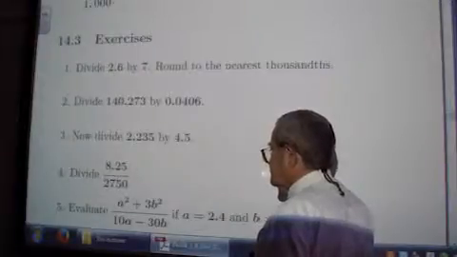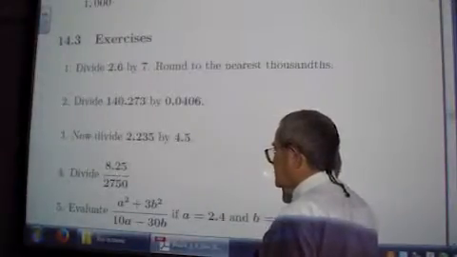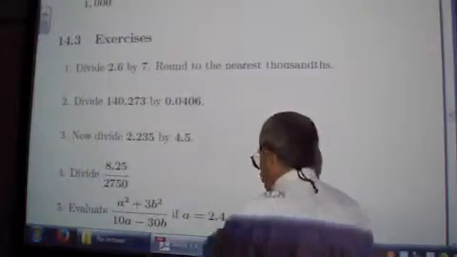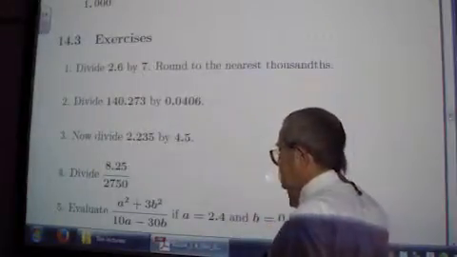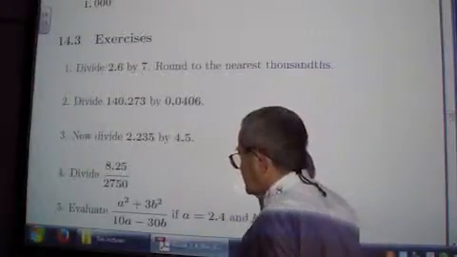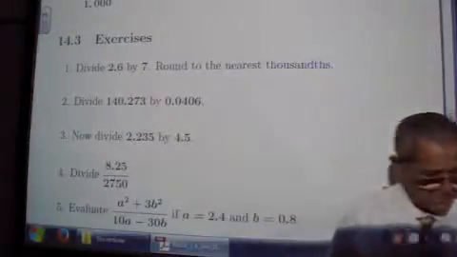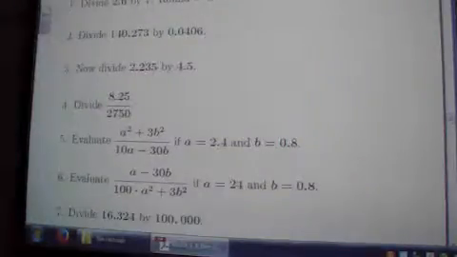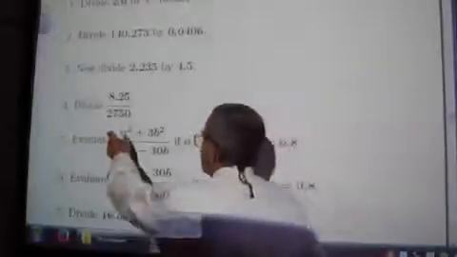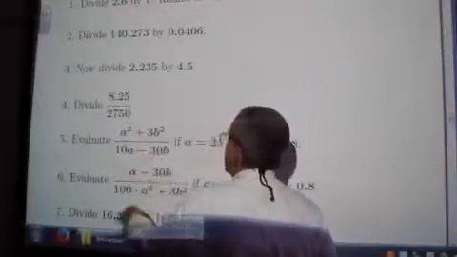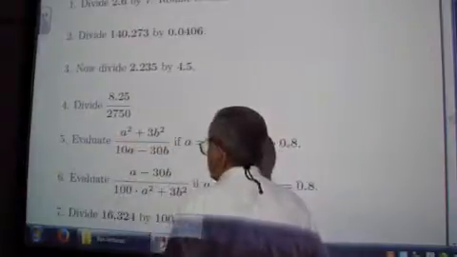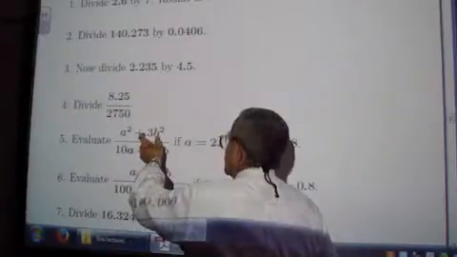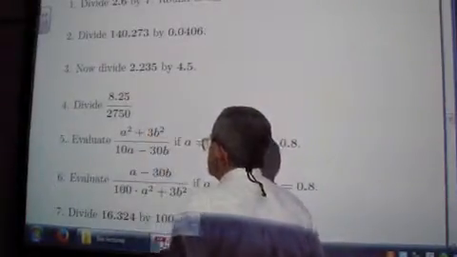Evaluate a squared plus 3b squared over 10a minus 30b, where a is 2.4 and b is 0.8. I don't know why my mouse doesn't work. All right. So open parentheses for a, for b, for a and b, and then drop in your numbers, and then square. Remember that the b squared, the 2 is only over the b. If you wanted the 3 and the b squared, you would put 3b in parentheses and then square it.